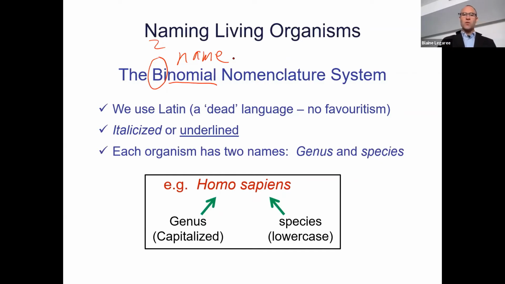And so often in your reports, you might write out the full name the first time, and then the second time around, you might just abbreviate the genus by giving the letter. So you might have H. sapiens, or you might have E. coli, and so on. So let me show you some names of some organisms and how they're usually named. I have a whole bunch of examples here.